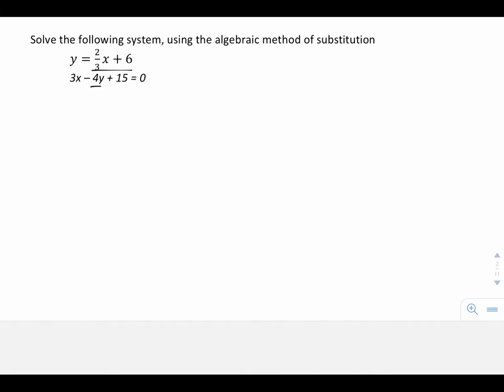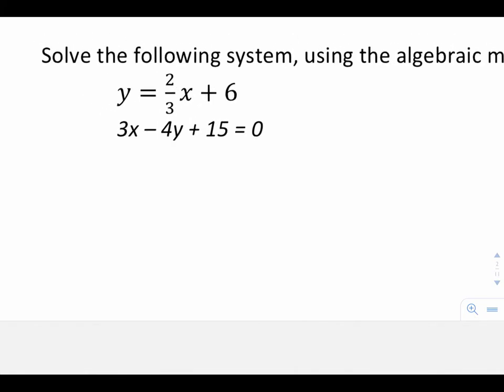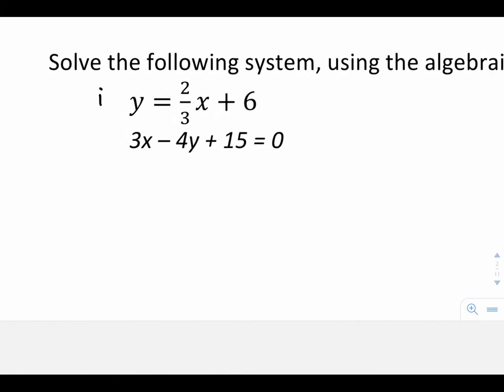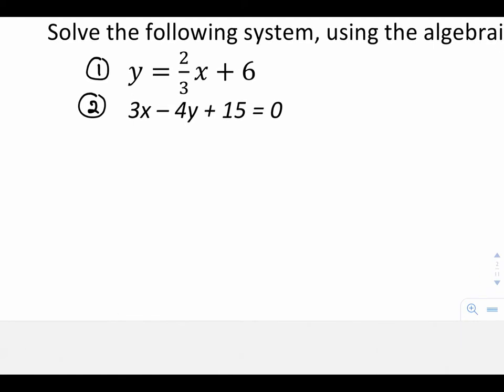Now my rationale behind choosing that is because I already have y isolated in the first equation. Let me label them here. I'll label this equation 1 and this equation 2. So again, y is isolated as a variable in terms of x, and I'm going to replace the y in the second equation with the equivalent expression in terms of x.